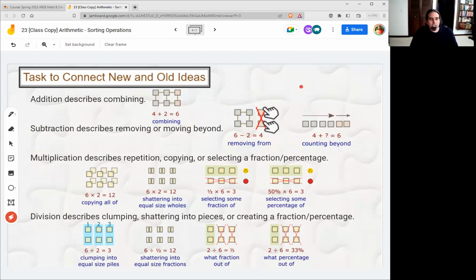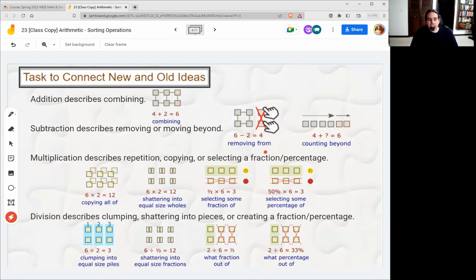So subtraction has 2 pictures. It could be that we're removing things from what we had. We had 6 things, but we reach down with our hand and we take away 2 of them, and now there's 4 left. And this is subtraction the way it's normally taught in elementary school. It's removing from a pile.